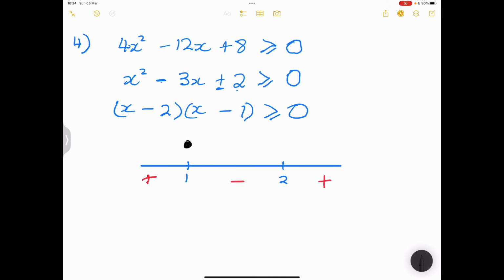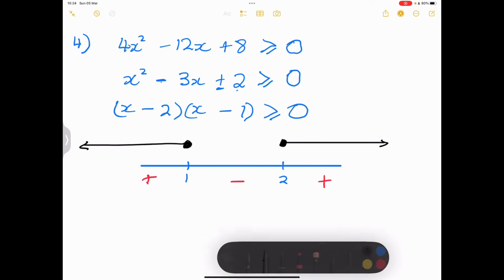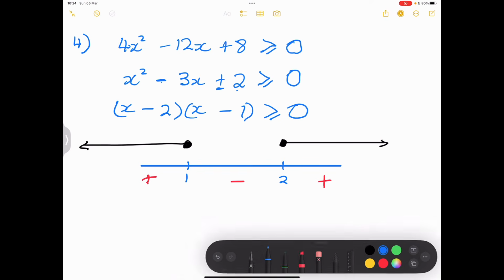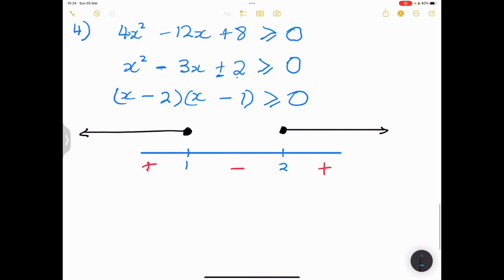So 1 is included, 2 is also included, right? So from 2 all the way to infinity, from 1 all the way to negative infinity. I should actually be saying from negative infinity all the way to 1. Okay, so in this case, what is our solution?